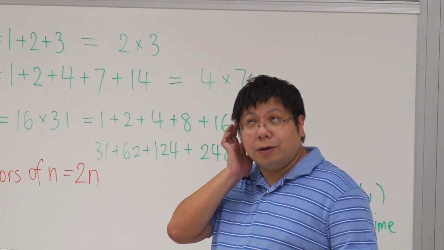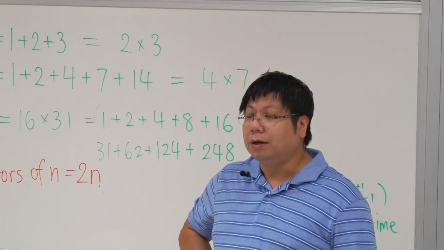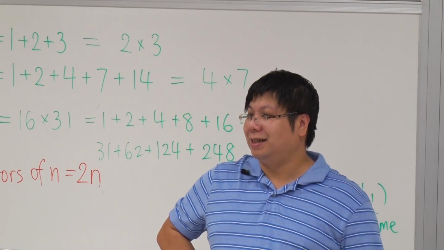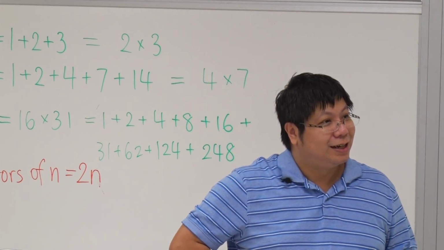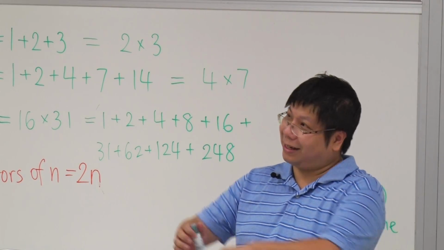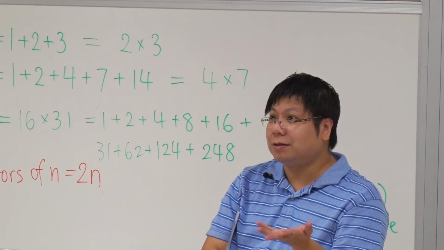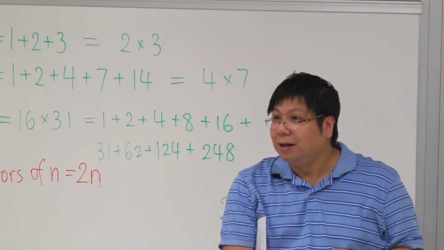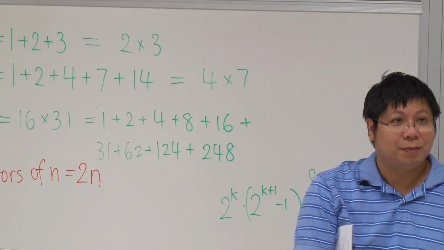If you go on to the next, it is 64 times 127. I don't know, is 127 a prime? Looks like a prime. So is it divisible by 2, 3, 5, 7? No. 11? No. 13 is too large. Okay, so it is a prime. So that means 64 times 127, this very large number, is going to be a perfect number.